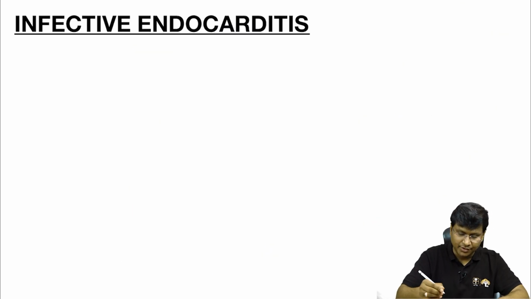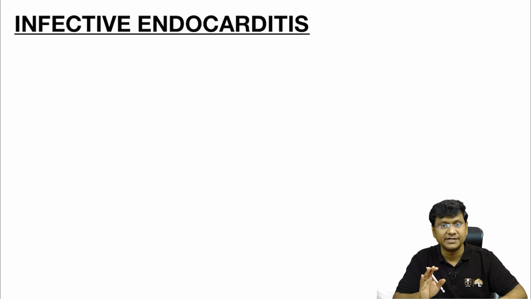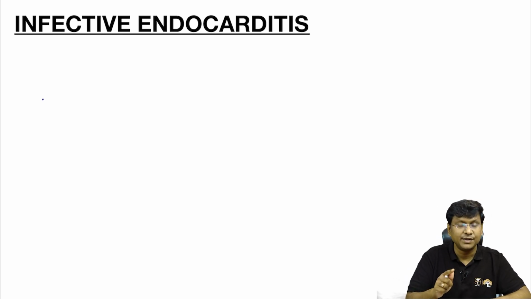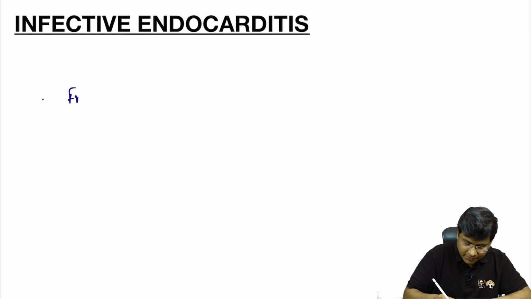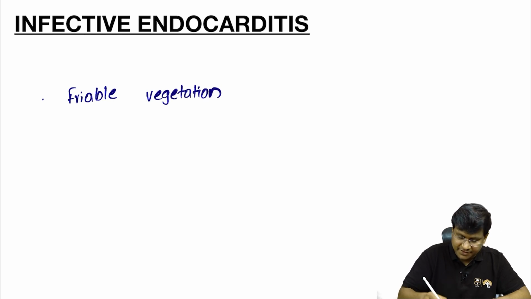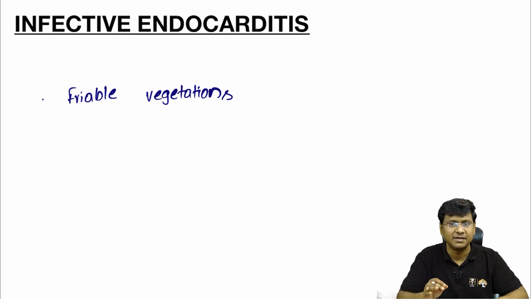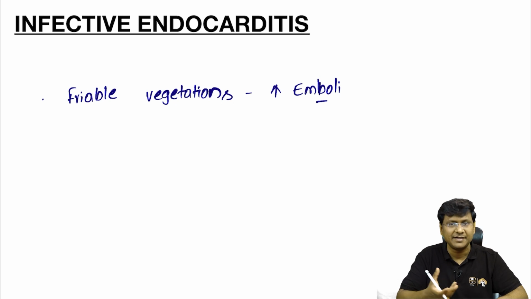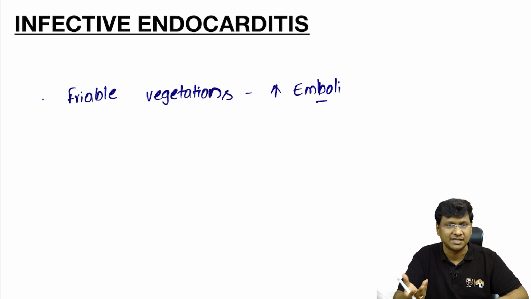So the next important topic for quick revision is infective endocarditis. Infective endocarditis is a scenario where you have the formation of friable infective vegetations over the valves. These vegetations are highly friable, so the chances of embolization are very high. They get fragmented and enter into the systemic circulation.